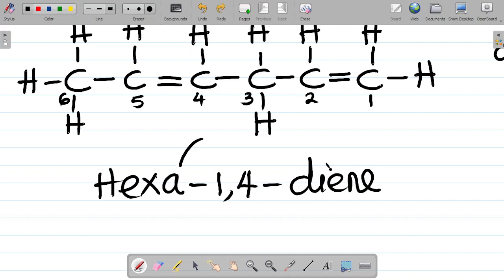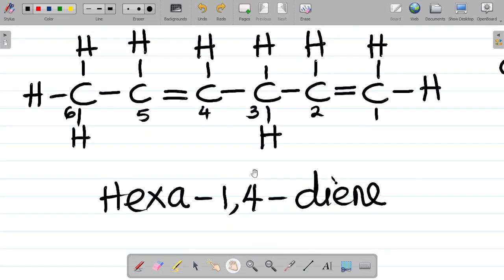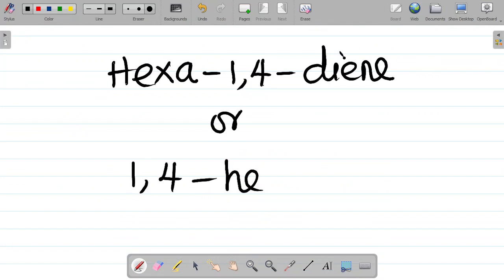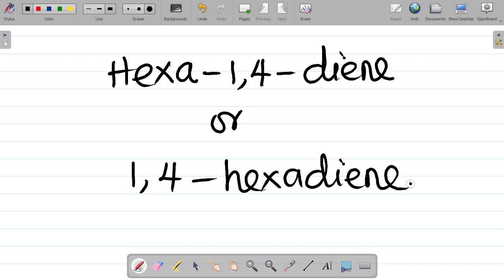That's the concept of naming dienes. All right, so the name of this compound is hexa-1,4-diene, or alternatively, you can call it 1,4-hexadiene. Still correct, okay?